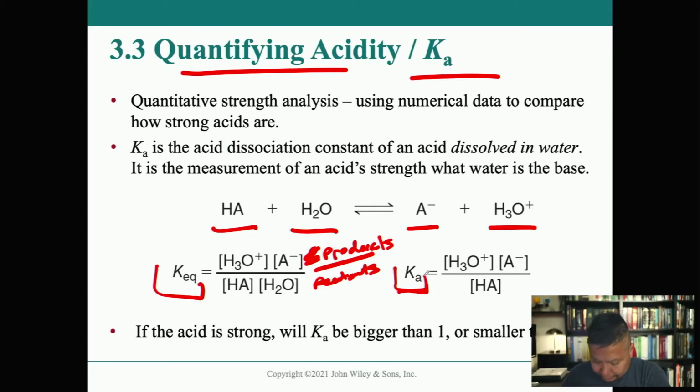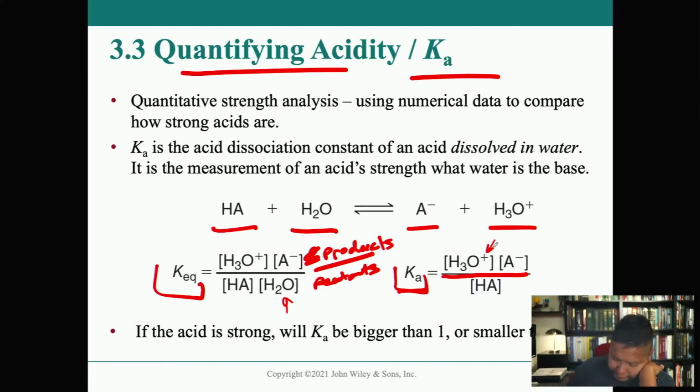And Ka, since what we're worried about right now is the strength of an acid, equals the hydronium ion concentration times the conjugate base concentration divided by the acid's concentration. We're not so worried about the water anymore in the Ka because we're worried about the hydronium ion. This is the acid-base stuff, because the hydronium ion is what accounts for the water, and the hydronium ion can act as an acid.